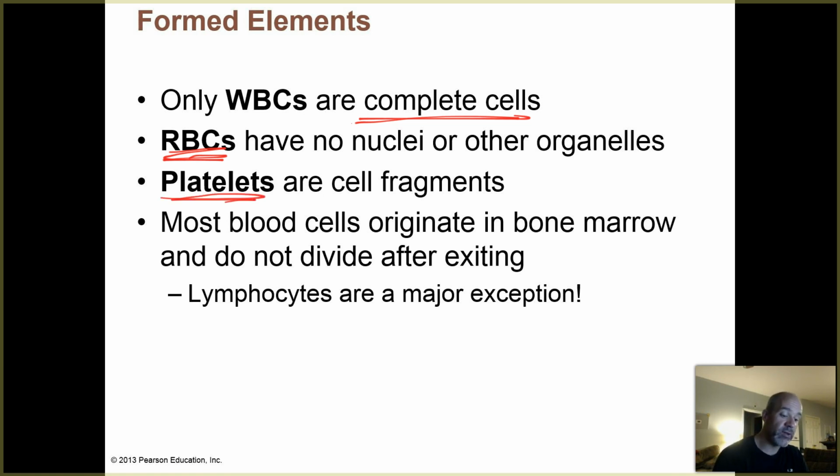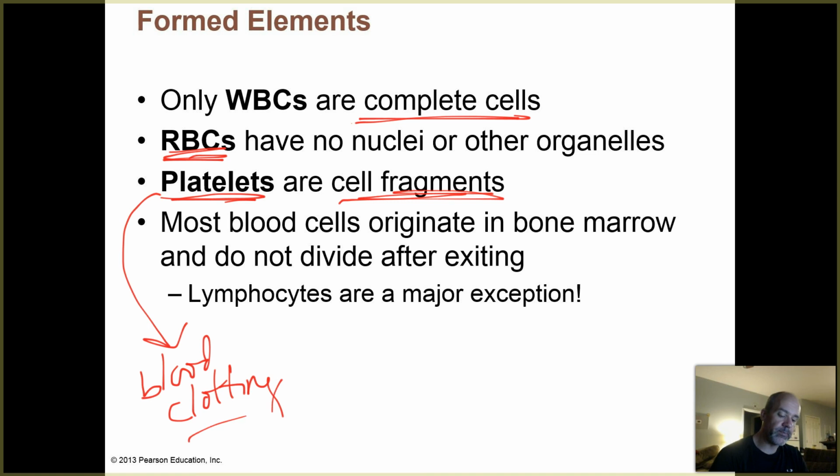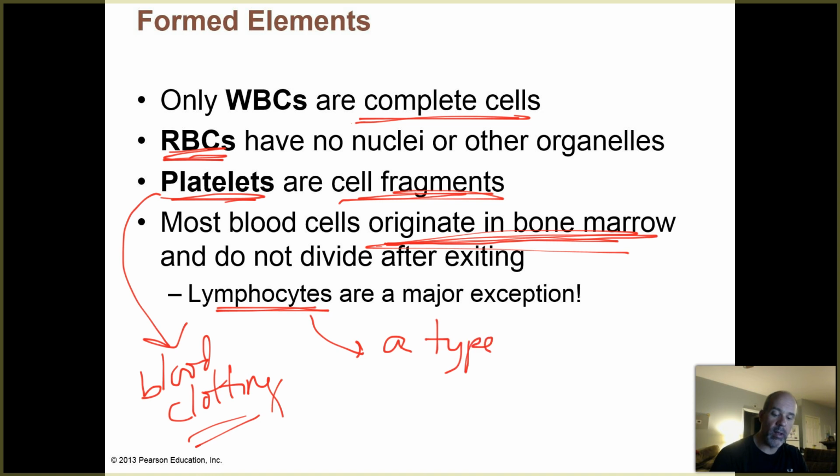Your platelets are actually cell fragments. They come from a much larger cell that breaks apart in your bone marrow and generates these platelets. Platelets are also called thrombocytes, and they play a very important role in blood clotting. Your blood cells really originate in the bone marrow, in your red bone marrow, if you remember red versus yellow bone marrow from Biology 201. For the most part, once they leave the bone marrow, they no longer divide. They no longer do mitosis and copy themselves. An exception, though, are lymphocytes. Lymphocytes are a type of white blood cell.